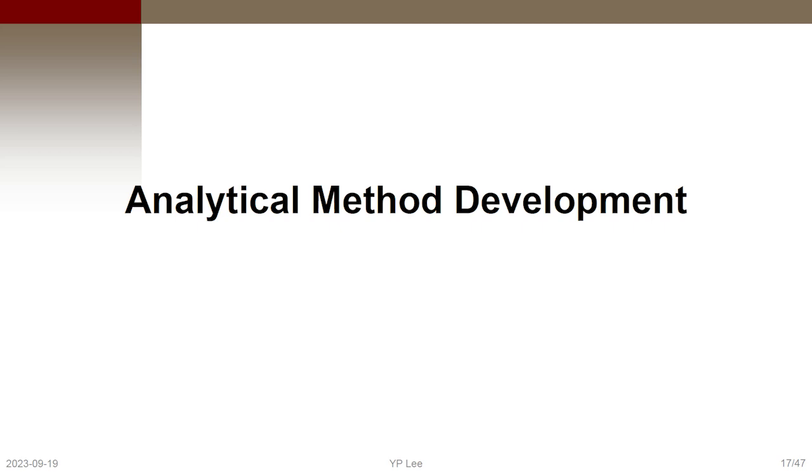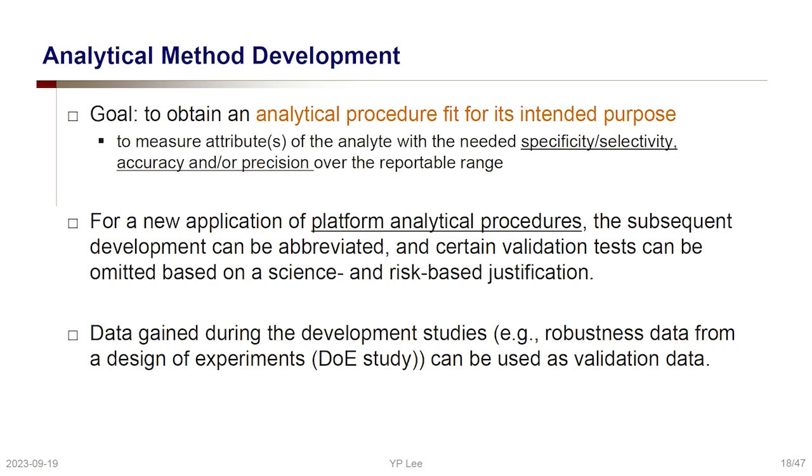And I think this has been well explained in the previous presentation, so I will just touch upon the overview. The goal of the analytical method development is to obtain an analytical procedure fit for the intended purpose. Specificity, accuracy, precision should be achieved at the level that we need. And if we do have the platform procedures and when we follow it, then some part of the analytical method development can be abbreviated or streamlined because we are following the platform procedure.